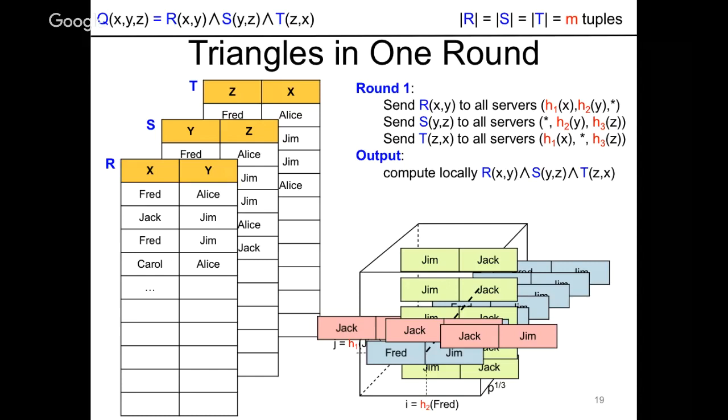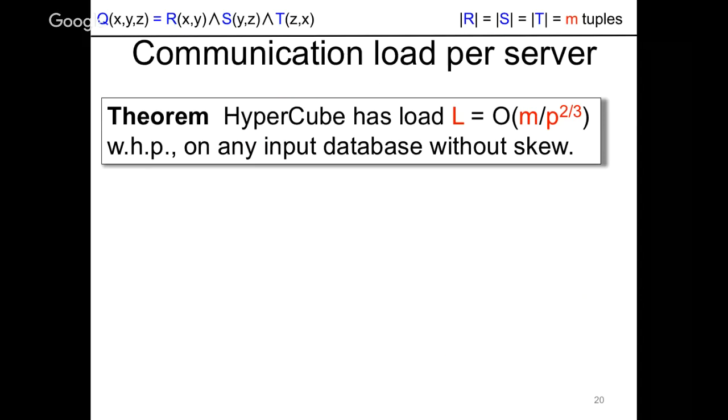Good. So what is the load per server for this hypercube algorithm that computes all the triangles in one round? It turns out that the load is, quite expectedly, m over P to the 2/3. The right way to think about this is that we send each tuple to a face of the cube, and that face has P to the power 2/3 servers. Later we replicate it, but this is secondary. The important thing is that we hash it into a number of buckets, which is P to the 2/3.